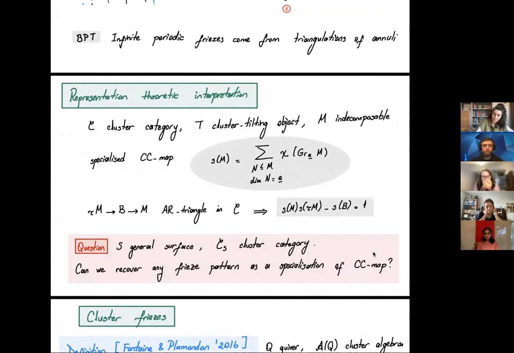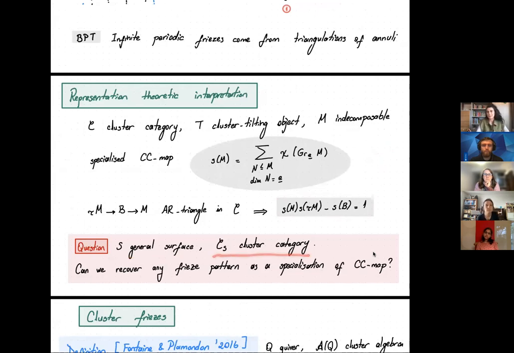And this is simply given by a sum over all submodules of M. If the dimension vector is e, we consider the Euler-Poincaré characteristic of the quiver Grassmannian of dimension e. And whenever we have an AR triangle in the cluster category of the form tau M, B, and M, applying this specialized CC map on it, we recover the diamond rule in this setting. So we have the product of the value at M and at tau M, minus the value at B, is equal to 1. In particular, if our AR triangle is of this form, this precisely recovers the diamond rule we saw in finite and infinite cases.